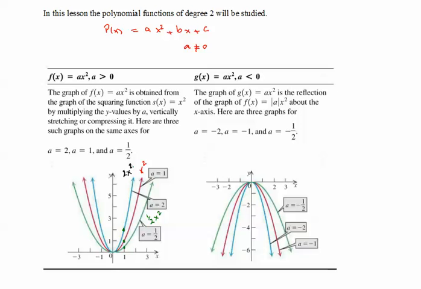So we either stretch or compress based on the value of a. And if a is negative, it's the same way, but it's just gonna open downward. I hope this is helpful.